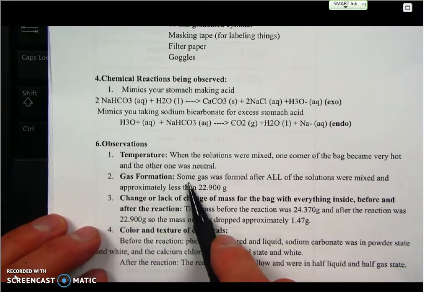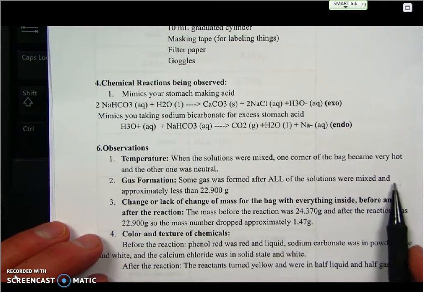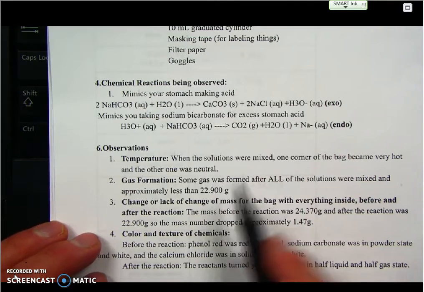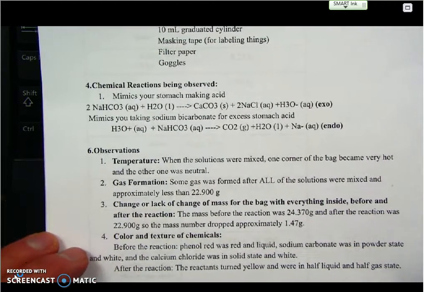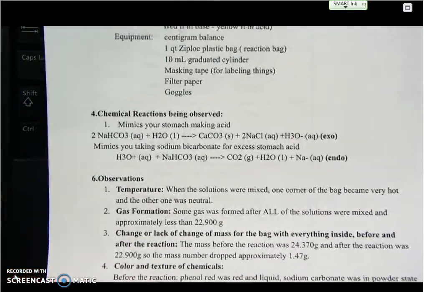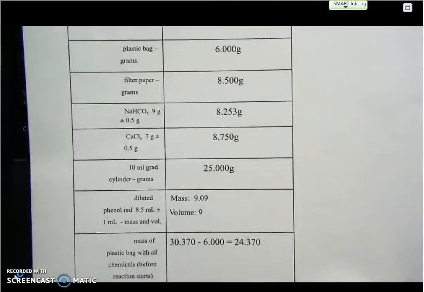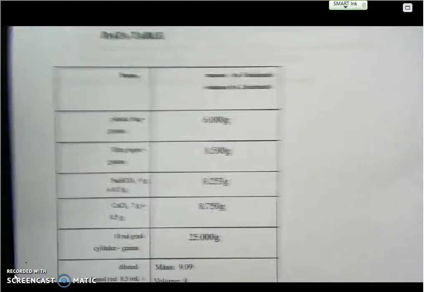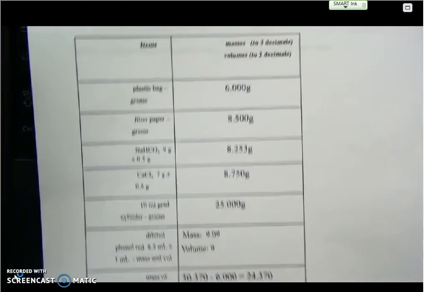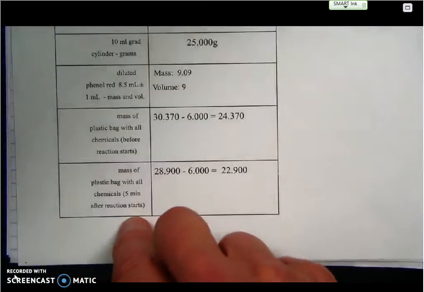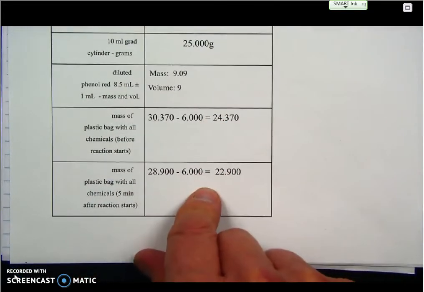Gas formation. Some gas was formed after all the solutions were mixed and approximately less than... Oh, okay. So this was your final weight. That came from your data table. Now, where's your data table? Is it down below these observations? Yeah, okay. I think in my other video I suggested that you do it this way, the data table second. And that's okay. But that's going to be referring to here. And you can see in your data table the decrease in weight.